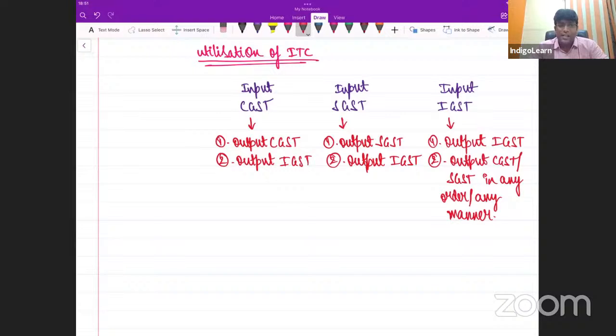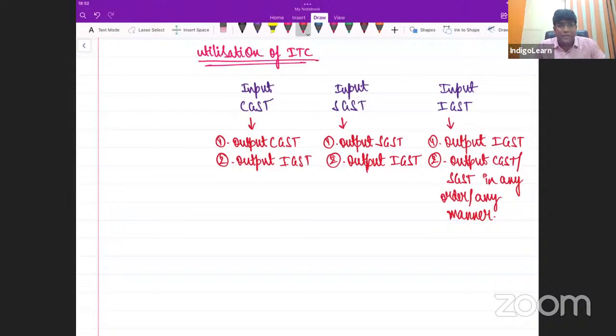We are discussing utilization of input tax credit. Input CGST, we first use for output CGST, then for output IGST. Input SGST, we use for output SGST, then output IGST. And input IGST we use first for output IGST, then for CGST or SGST in any order or manner. That means whatever IGST credit you have, first use it for IGST, then the balance left you can use for CGST or SGST, first CGST then SGST or first SGST then CGST, or 50-50, 60-40, 70-30, anything you can do.